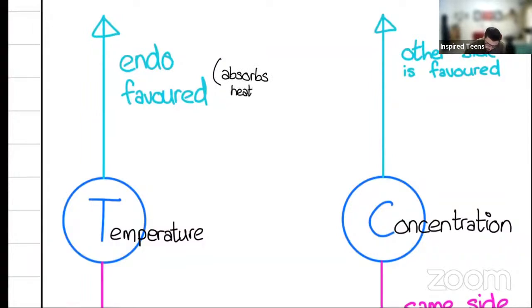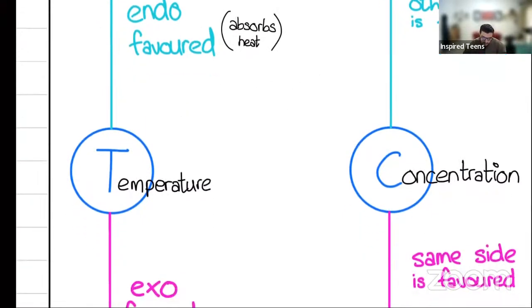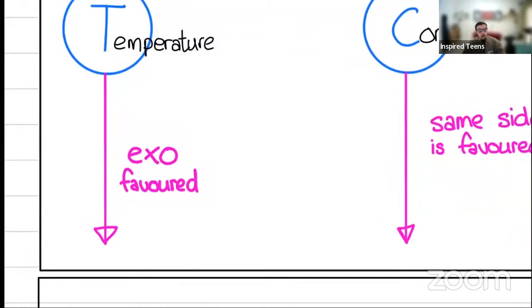So why is this important? Because it makes sense, right? If there's an increase in temperature, what does the system want to do? The system wants to decrease the temperature again. How do you decrease the temperature? By absorbing that heat. That's why the system favors the endothermic reaction in order to absorb that excess heat. Okay, let's look at what happens when temperature decreases. When temperature decreases, the exothermic reaction is favored.